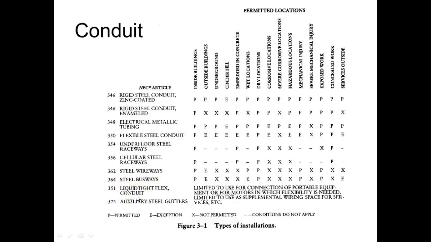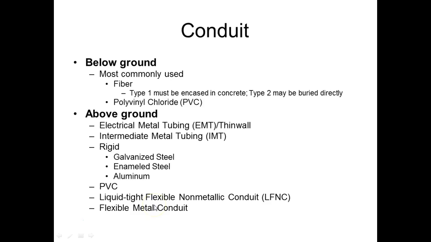So if you've got an HVAC system outside your house, it always vibrates. So it can't have solid conduit. So it's got flexible, and it's going to be this guy right here. It's going to be the liquid tight because it rains out there all the time, right? And then auxiliary steel gutters.